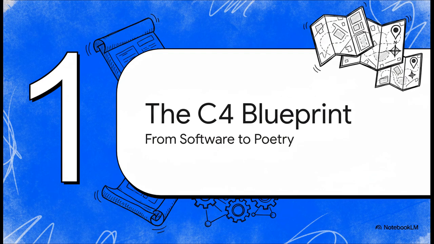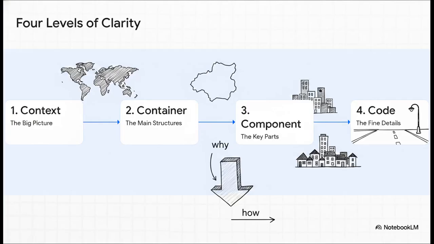So, to find this blueprint, we're going to borrow a tool straight from the world of software engineering. It's called the C4 model. The easiest way to think about it is like a set of 4 maps, where each map zooms in a little closer to give you more and more detail. What makes this so amazing are these 4 levels. You start at context. That's like looking at a map of the entire world. Then you zoom into the container, which is like seeing the country. Component is the city level, and finally, code is the actual street you're standing on. It's a brilliant way to go from the biggest why all the way down to the tiniest how.